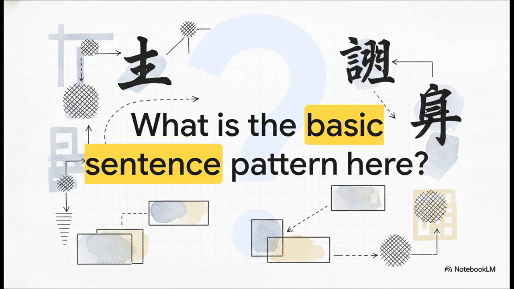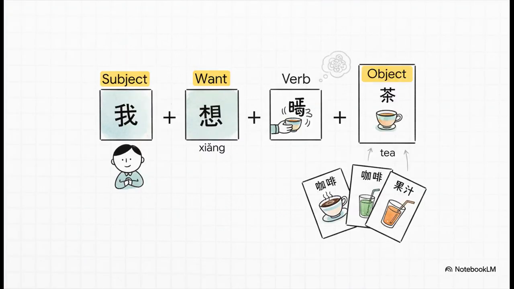Okay, hold on. Before I show you the answer, think about those sentences you just heard. 我想喝茶. 我想喝咖啡. Do you see the pattern? What's the basic sentence structure that's happening here? And here it is. It's this simple, but it is so incredibly useful. The pattern is just subject plus 想 plus verb plus object. So 我, which is I, plus 想, would like, plus 喝, to drink, plus 茶, tea.